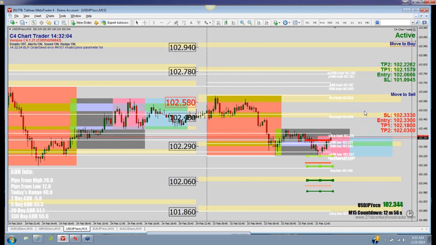Well, what is up? Invalid price parameter. I don't understand what's happening. Well, we'll have to figure out what's happening there and get that sorted out. But ultimately, we're looking at 102.06.